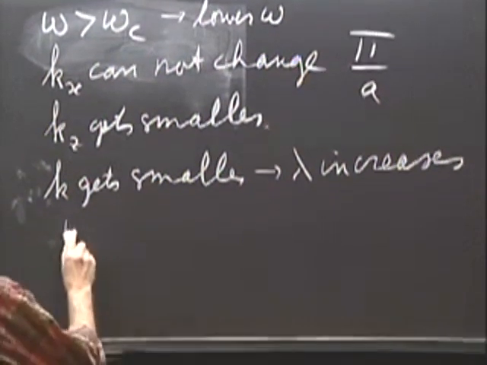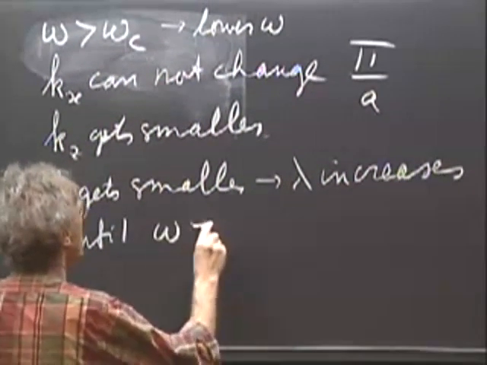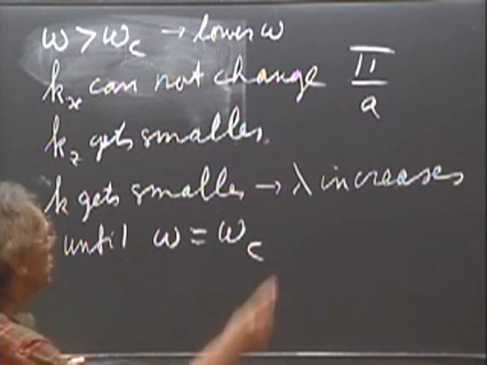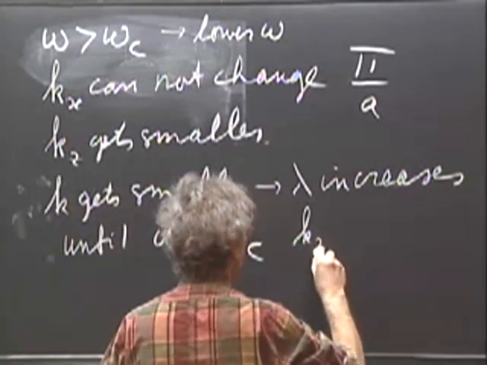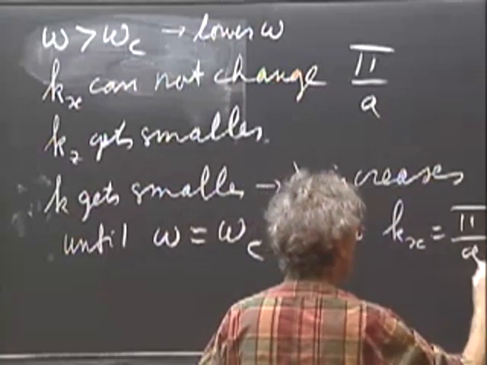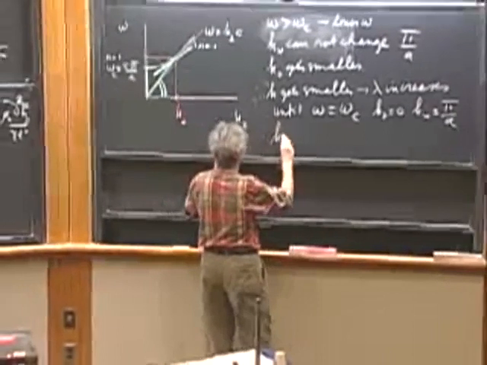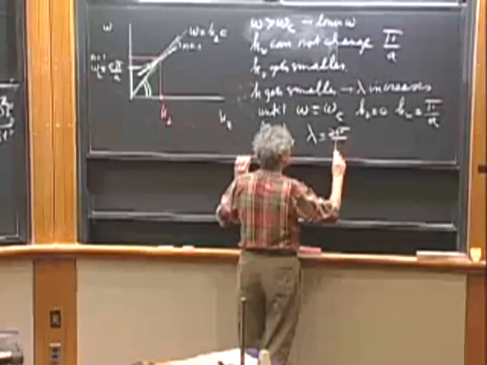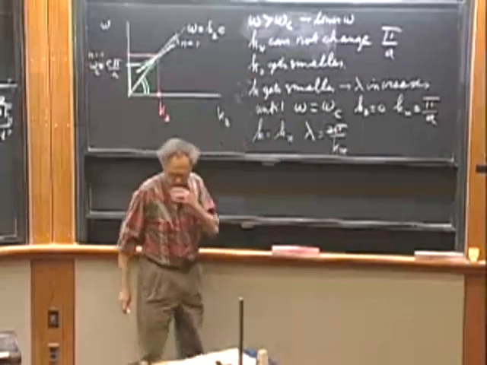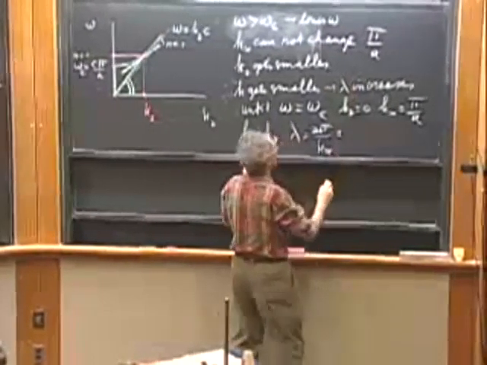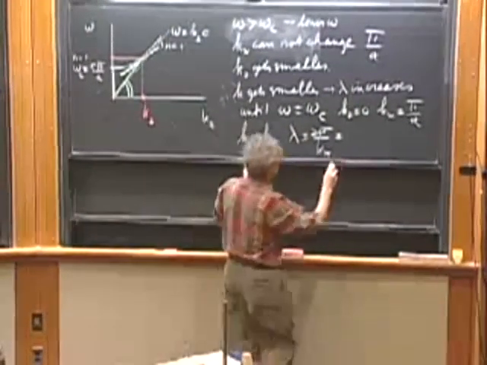Until disaster strikes, omega becomes omega c. And when you reach that point, kz has become 0, and kx is still pi over a. So kz is now 0, and kx is still pi over a. So now k itself is kx, and therefore lambda now is 2 pi divided by that value kx. And that means lambda now equals 2a.